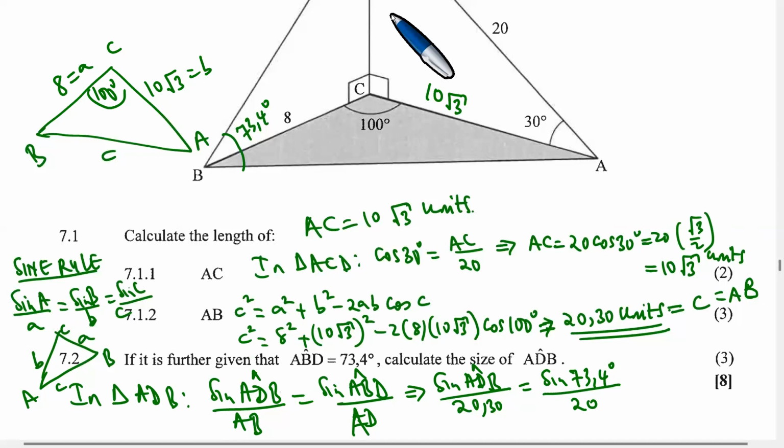Yeah, if you use the cosine rule to get the actual C, which is AB, we took this triangle, the great triangle, and I drew it here. Then with the cosine rule, C squared is equal to A squared plus B squared minus 2AB cosine 100. Then you take the square root, which is 20,30, which is AB, like that.